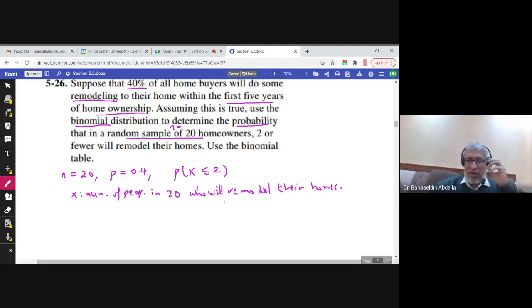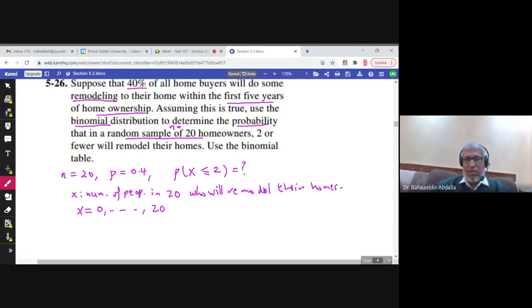Okay, so we have two possible outcomes. So it's a binomial probability distribution, independent. If one of them remodeled, it doesn't mean that the other one will do the same. So how to find the probability that x is less than or equal to 2? We know x. So what are the possible values of x? How many people remodeled their homes out of 20? It could be 0 up to 20. And this is the probability of success. We know that 40% of these people will remodel their homes.